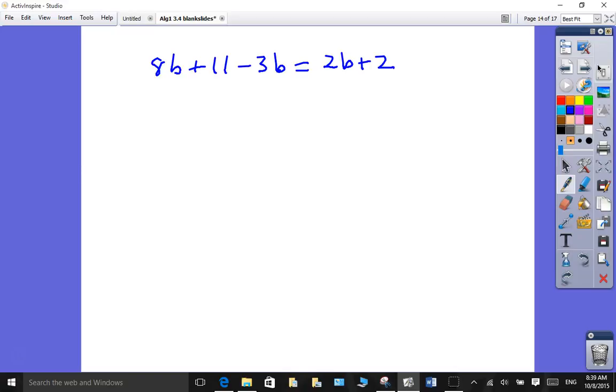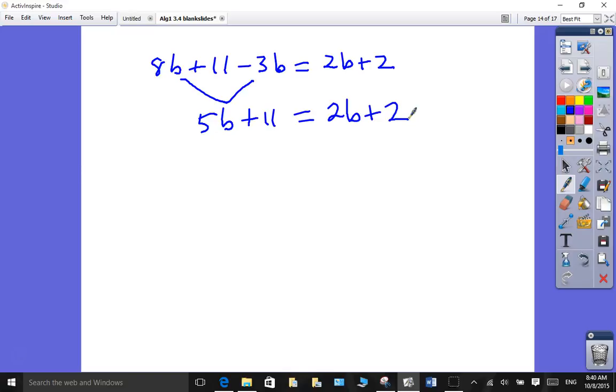So what will the combining of like terms lead to here? Right, 8b minus 3b, right? Don't add 3b here and here, right? That would be adding 3b twice on the same side of the equal sign. Instead, it's 8b minus 3b is 5b plus 11 equals 2b plus 2. Okay, now they're completely simplified on both sides.